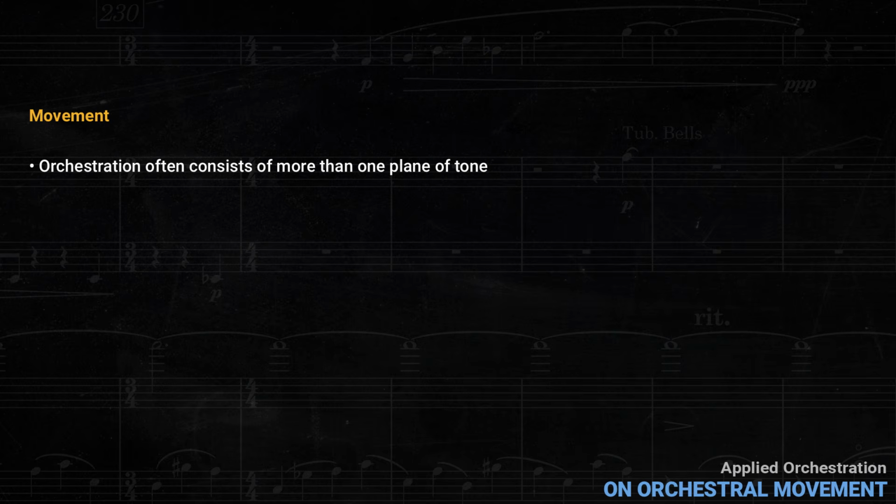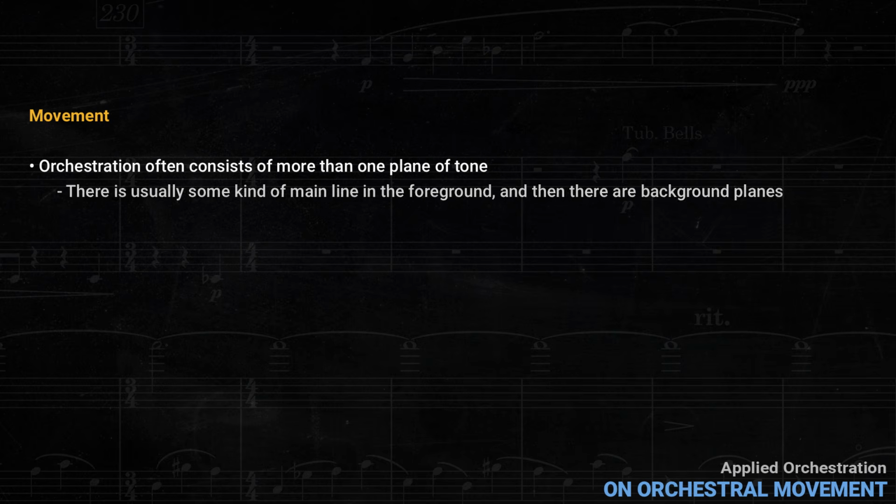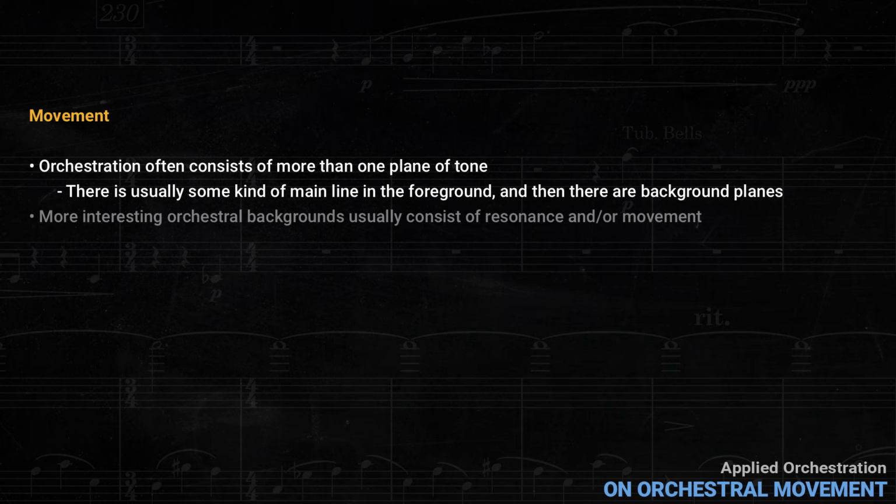Orchestration often consists of more than one plane of tone. There's usually some kind of main line in the foreground, and then there are the background planes. The bass line is obviously important when there's full harmony. But apart from the simplest chorale-style realizations, where the middle parts just fill out the chords, more interesting orchestral background usually consists of resonance and/or movement.